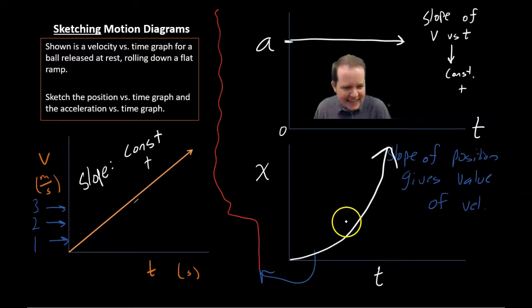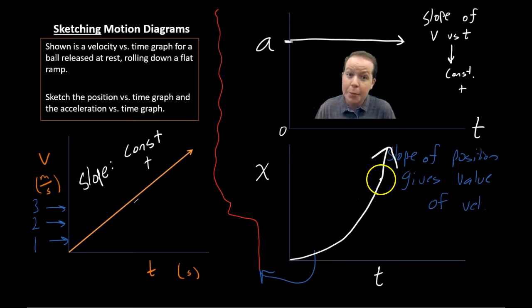Again, how did I get this? The velocity of this object is getting bigger and bigger and bigger over time. 1, then 2, then 3. It's getting bigger, whatever the numbers are. Well, in a position graph, the slope tells me the velocity. So if the slope is getting bigger, steeper and steeper, that's what the velocity is doing. And that matches what I have.